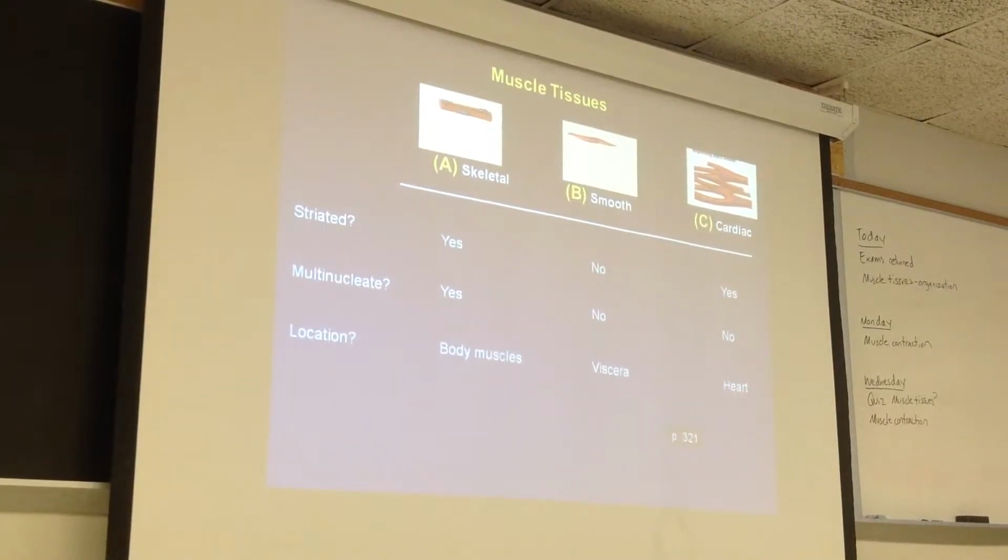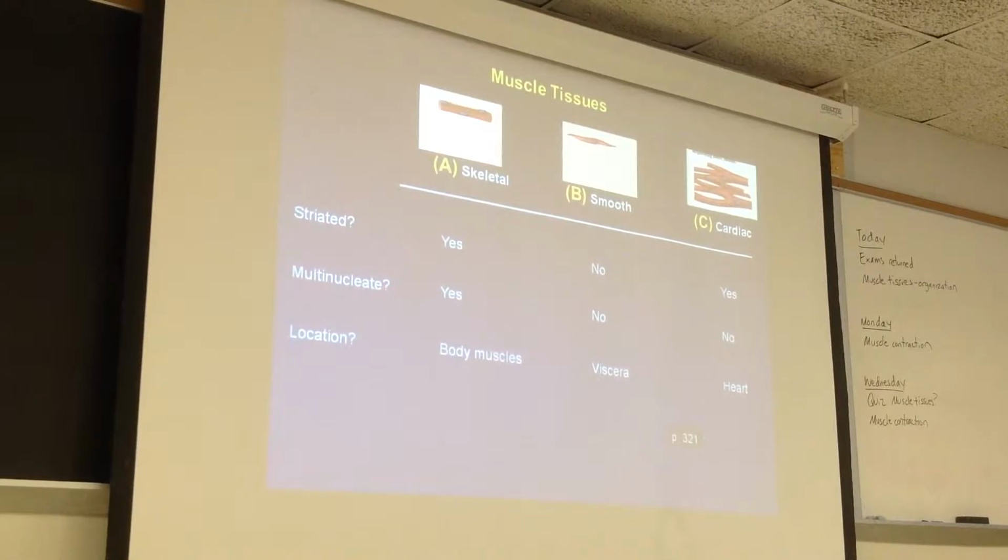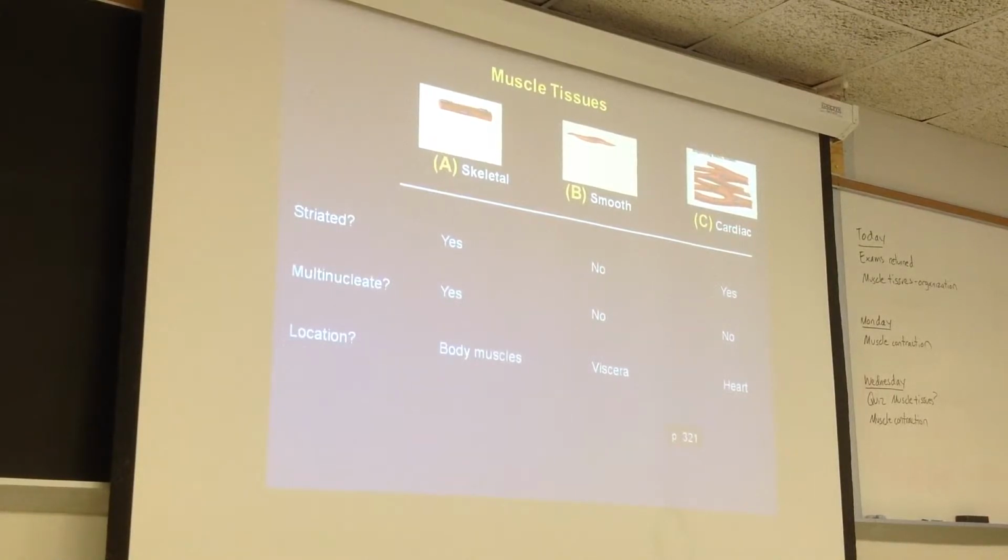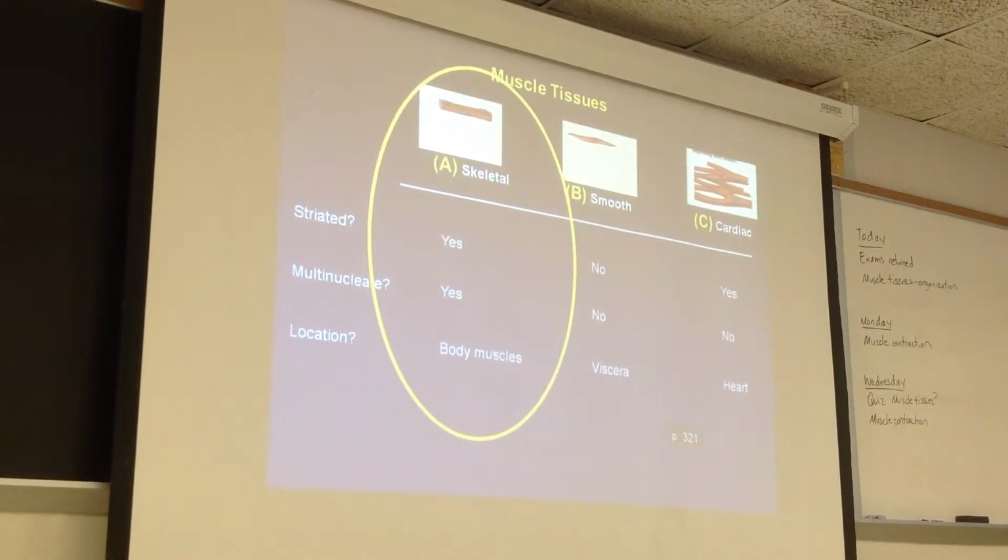Again, we're going to mainly focus on that A, the skeletal muscle. We'll learn why they're striated. We'll learn how they get to be multinucleate. We'll do all that over the next couple of slides. So that's just a quick overview, a reminder of what we already knew about skeletal muscle tissue. So we're going to focus on that one right there.